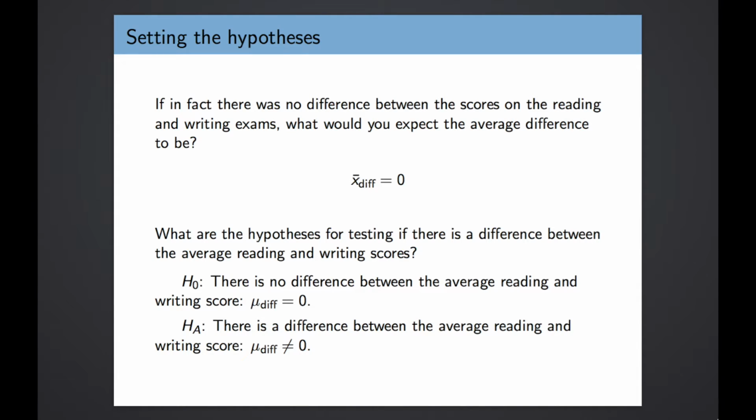So if there is no difference between these two scores, then the average of the difference variable in our sample should be 0. And our hypotheses are the null hypothesis, that there is no difference between the average reading and writing score, so that the mean of the difference variable in the population is 0. And the alternative hypothesis is just that that mean is not equal to 0, that there is a meaningful difference between the reading and writing scores.